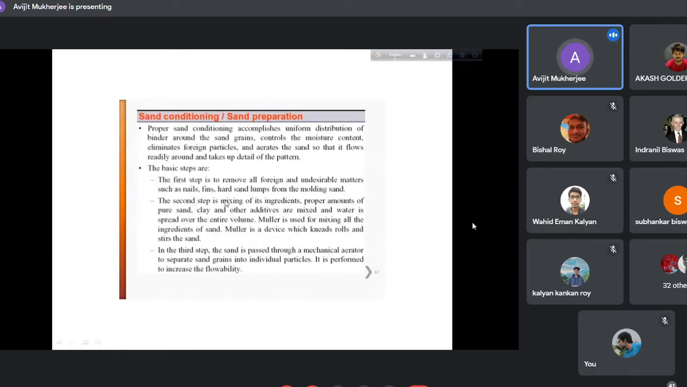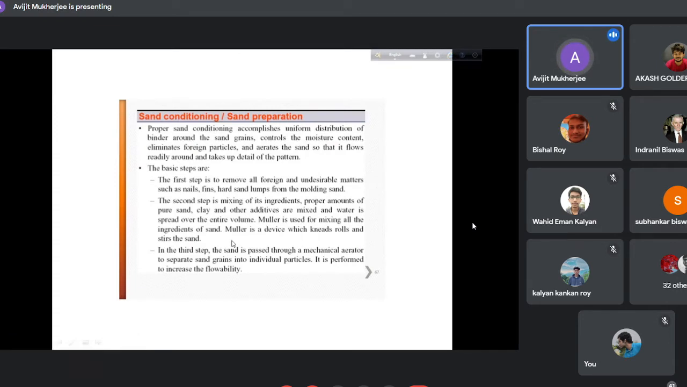Then the second step is mixing of the ingredients. What are the ingredients? Proper amount of dry sand, additive binders, clay as a binder, other additives if any, and mixed with water. And how is it mixed? In a muller, or what is called a dump box or muller. That is nothing but a box where all the ingredients will be mixed. It may have a rotary motion also.